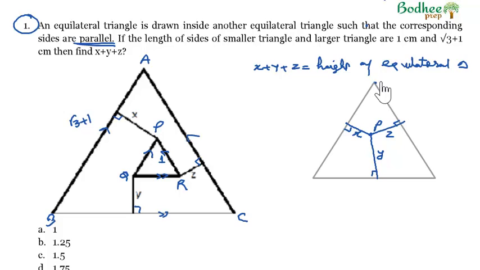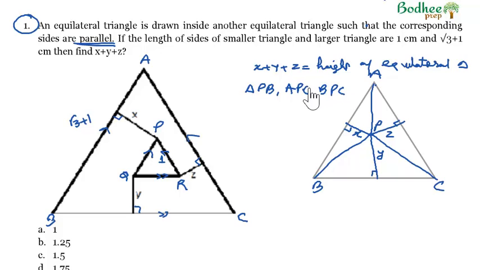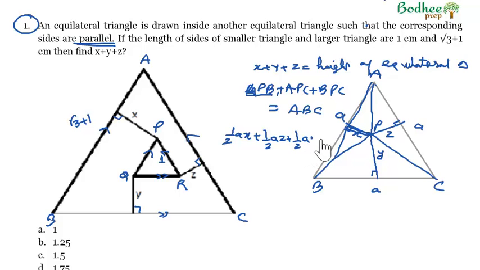Suppose I join this point with all the vertices of the equilateral triangle. I have divided this equilateral triangle into three parts: triangle APB, triangle APC, and BPC. If I add the areas of all these three triangles, I am going to get the area of equilateral triangle ABC. Correct? Now if I assume that the side of the equilateral triangle is A, and if I assume that this is the base, then this becomes the height. So the area of triangle APB will be half of A into x. Similarly the second will be half of A into z, plus the third one will be half of A into y, and this should be equal to root 3 by 4 times A square. Correct?